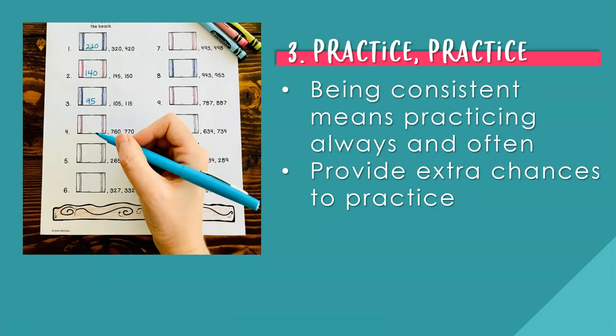The end goal is mastery, but it starts with on grade level math fluency. Number 3, practice, practice, practice. The best way to do something is to practice it often. By practicing always and often, you will ensure that kids are building their math muscles for math fluency. You can help students by providing extra chances and opportunities to practice with different math activities, including worksheets, math puzzles, math coloring pages, and more.